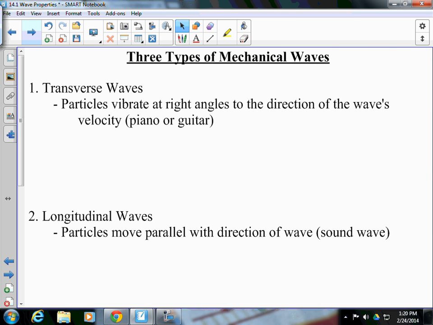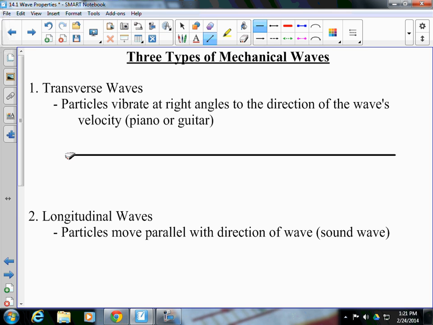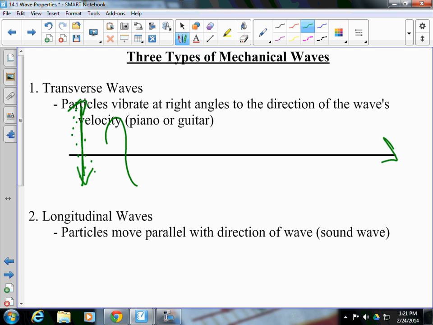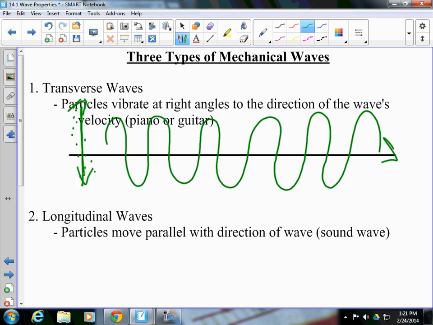What are the 3 types of mechanical waves? We have transverse waves. In transverse waves, particles vibrate at right angles. So for example, if my waves are traveling across the screen left to right, my particle is going to move up and down like that, in this direction. So what is that wave going to look like? All right, up and down. That is a transverse wave.